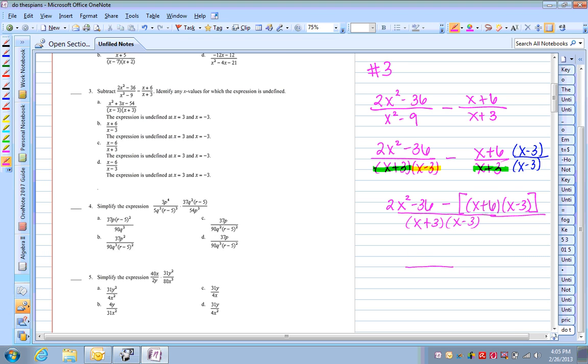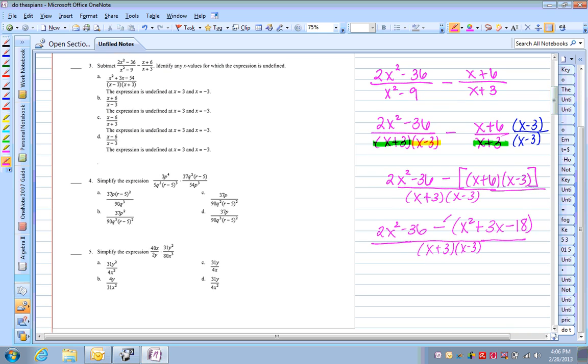Okay, so let's keep going. We're going to go ahead and FOIL what we just multiplied together. So we have x plus 3 times x minus 3 still on the bottom. And on the top, I'm left with 2x squared minus 36 minus, when I FOIL these out, I end up with x squared, because that's my first two terms. And then when I multiply my outside two terms, I end up with a negative 3x. And then my inside two terms is a positive 6x. When I combine those, I get a positive 3x. And then I multiply my last two terms together, and that's negative 18.